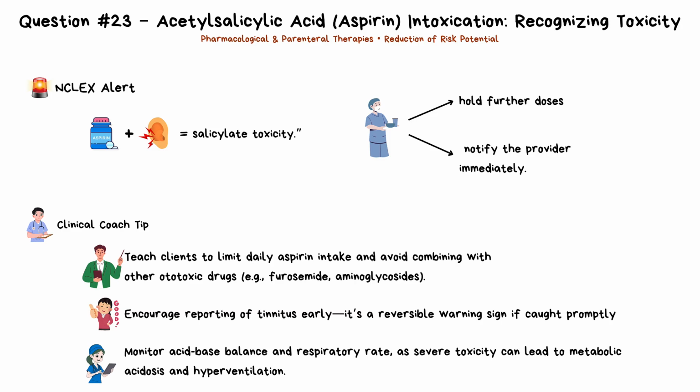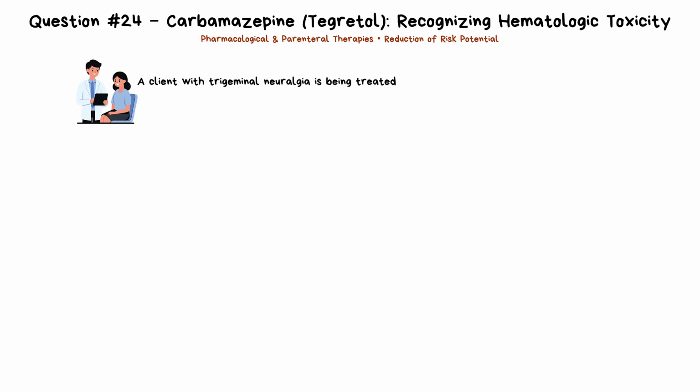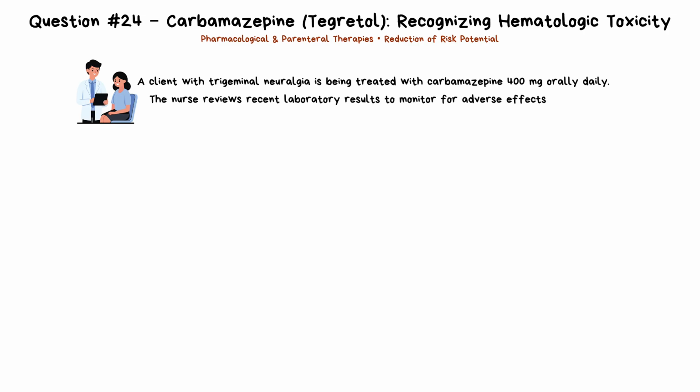All right. That completes question 23 and wraps up our Neuro-Pharmacology cluster. Excellent work staying focused through these safety-critical medication scenarios. Here's a matrix grid question that tests your ability to decide which lab findings are safe and which demand immediate nursing action. Scenario: a client with trigeminal neuralgia is taking carbamazepine 400 mg daily. You're reviewing the latest laboratory results to monitor for adverse effects.